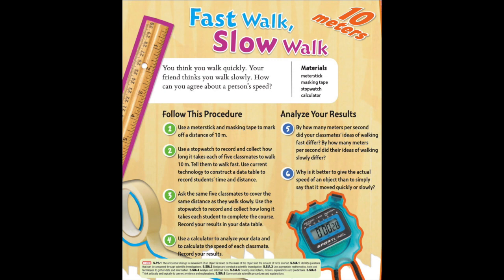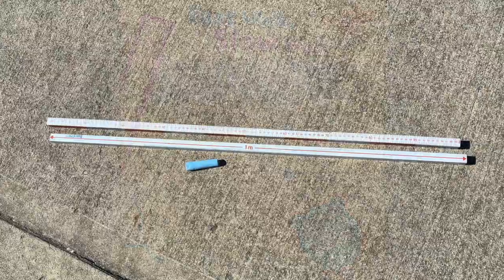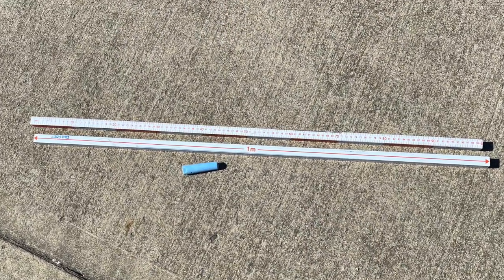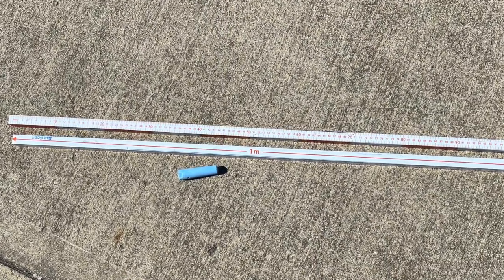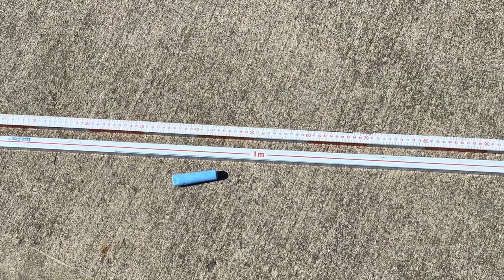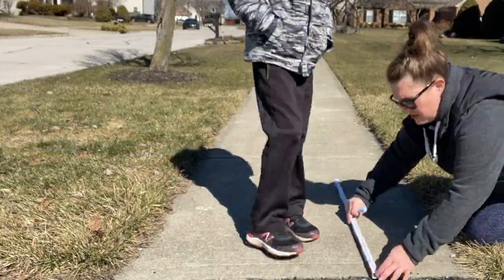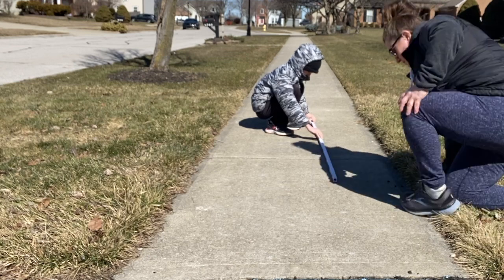So first thing we need are those materials. You're going to need a meter stick, masking tape, stopwatch, calculator. You have options with this lab too. So if you don't have some of these materials, you can improvise or find something else you could use. I happen to have meter sticks because I have all of my teaching supplies. So I use 2 meter sticks and chalk instead of masking tape to mark 10 meters.